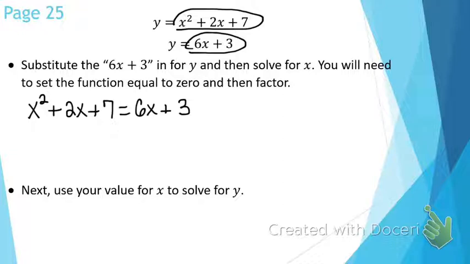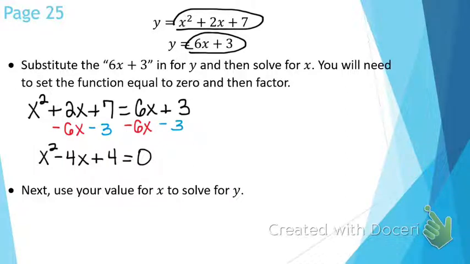And then the second thing you're going to do is set the function equal to 0 and factor. So in order to set it equal to 0, we're going to subtract the 6x from 2x and subtract the 3 from 7. So that's going to give us x squared minus 4x plus 4 equals 0.